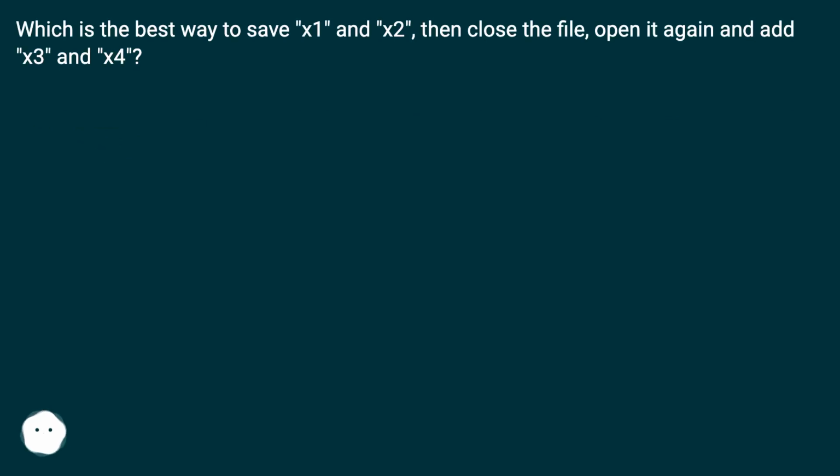Which is the best way to save x1 and x2, then close the file, open it again and add x3 and x4?